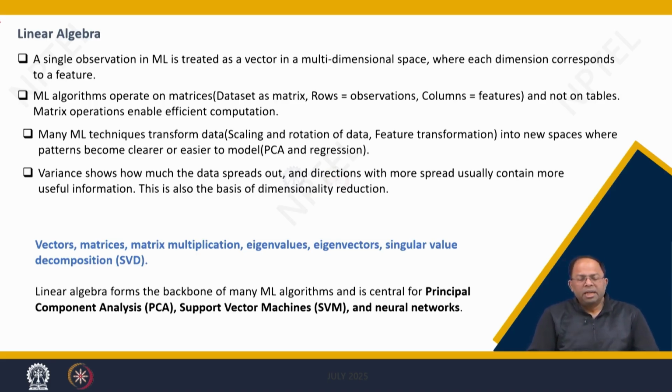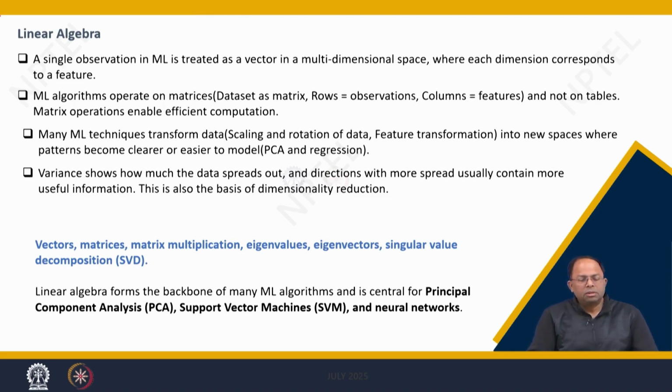And then there are many machine learning techniques which require transformation of the data, like scaling or rotation of the data. Scaling means normalization or those kinds of scalings. Rotation of the data means we are transforming the orientation of the data so that we can more clearly see the patterns and so on. In principal component analysis, we more or less do this kind of transformation. It could be feature transformation into a new space where patterns become clearer and easier to model. This kind of mathematical technique is also part of linear algebra.